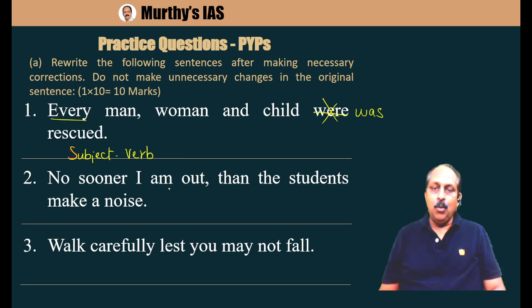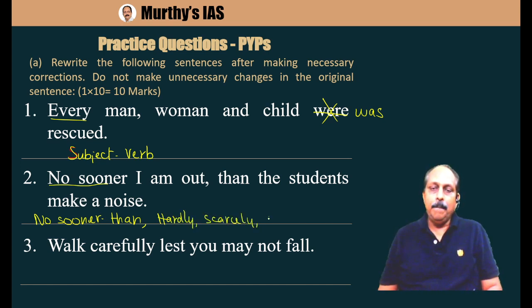No sooner I am out than the students make a noise. If you're not aware of the rule, it is a tough one. But once you know the rule, it is easy. Whenever you come across words like no sooner, first you have to know the combination. No sooner takes the word than. Then we have words like hardly, scarcely, barely. All these words take the word when. That is one thing you have to check at the outset. No sooner than, no error.